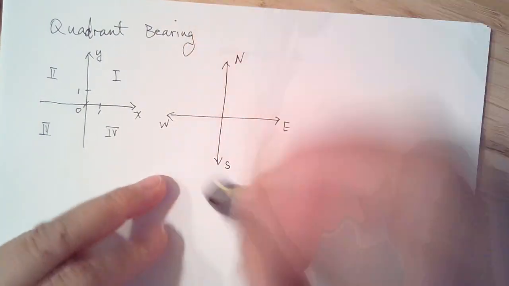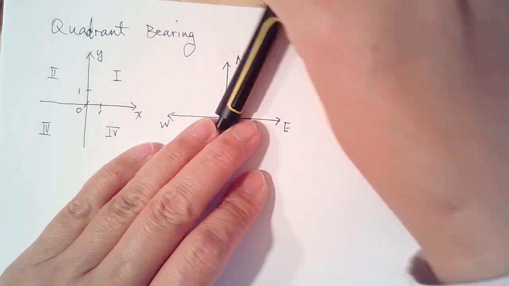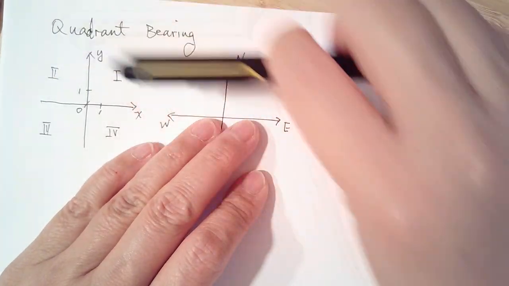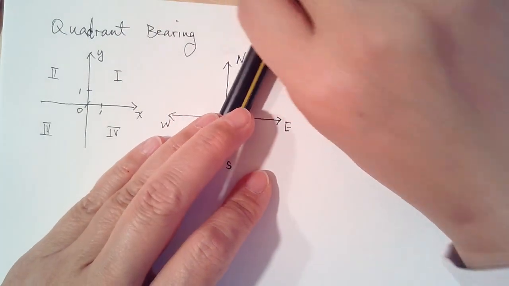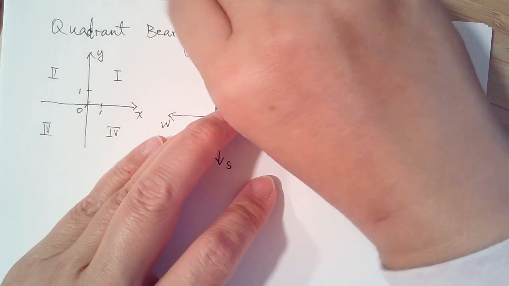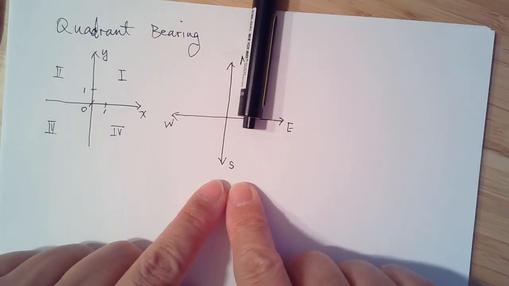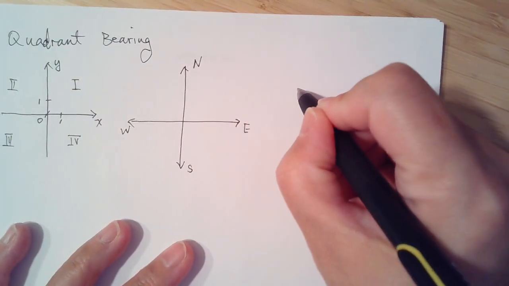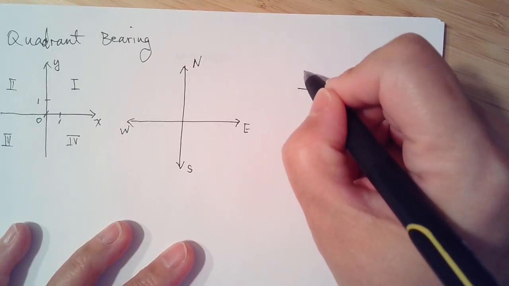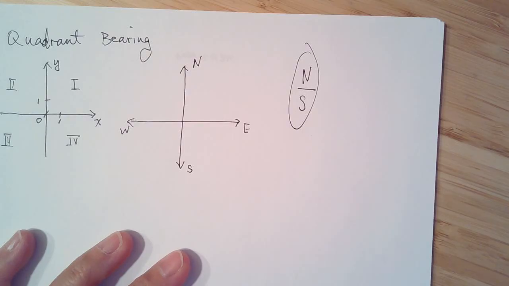All right, and then we are going to start with a vertical line all the time, whether it's north or south. It depends on whether my final direction is in quadrant 1 or 2. If it's in 1 or 2, the angle goes from here to here, and I'm going to start with north. If it's under that, I'm going to start from south. So this quadrant bearing system, when you describe it, you should have a letter, either north or south. It should be one of these two, okay?